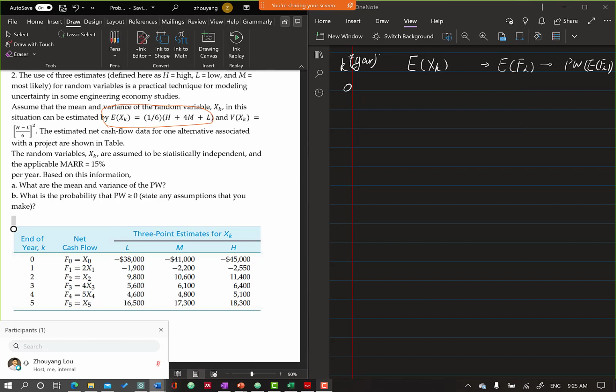So we are gonna just use that formulation. For the first year, that's just 1 over 6, and we add up all these estimates from L to H. So H is minus 45,000 plus 4 times the middle one, that's minus 41,000, plus the low, which is minus 38,000, and we will have minus 41,167.